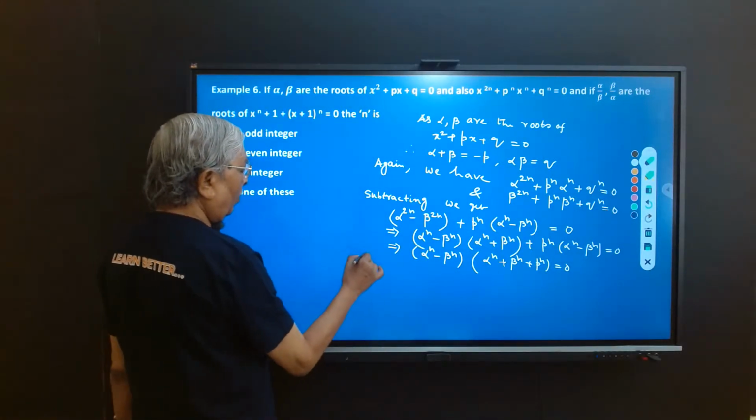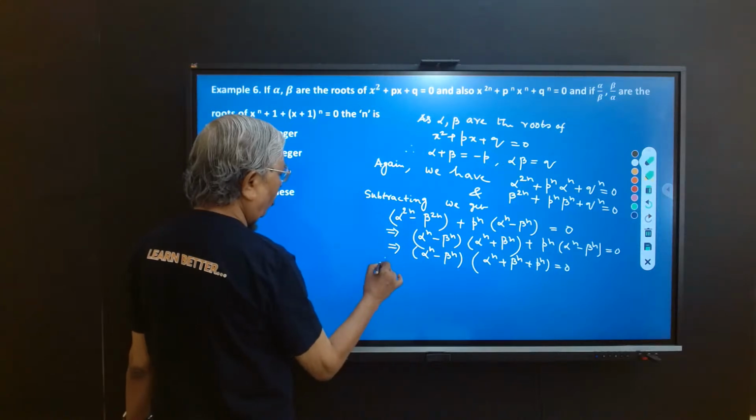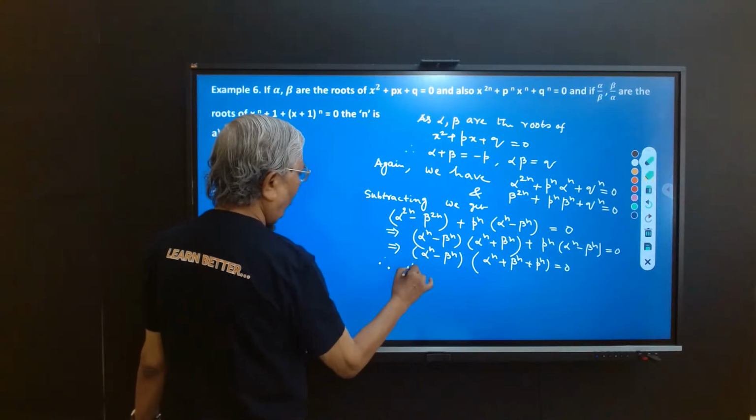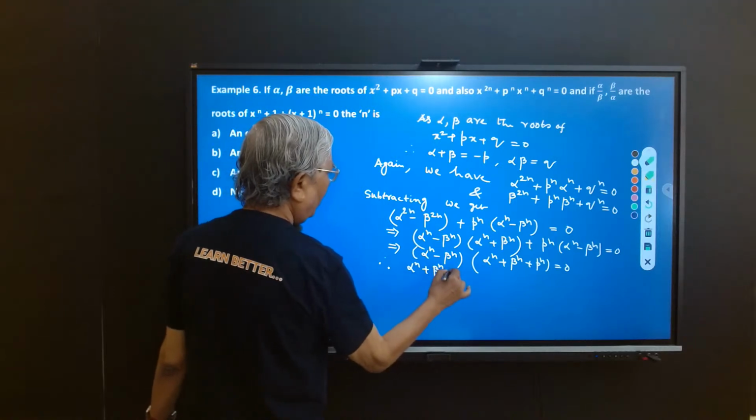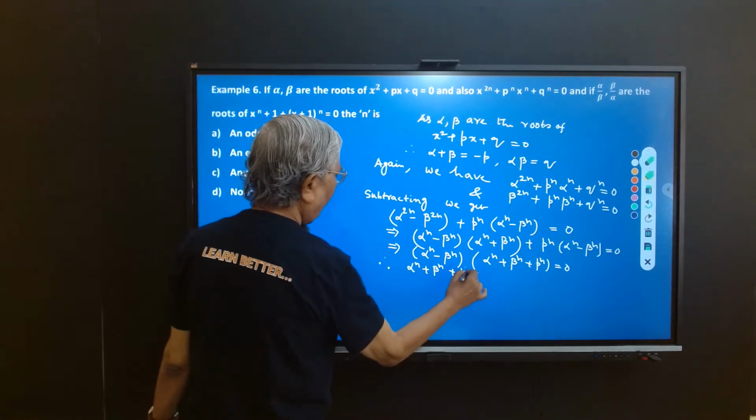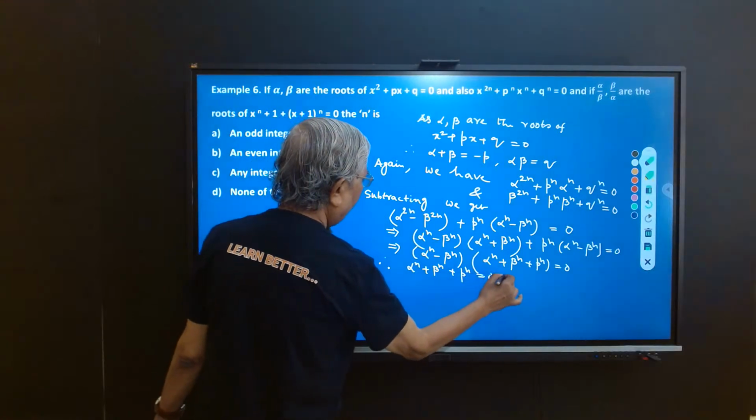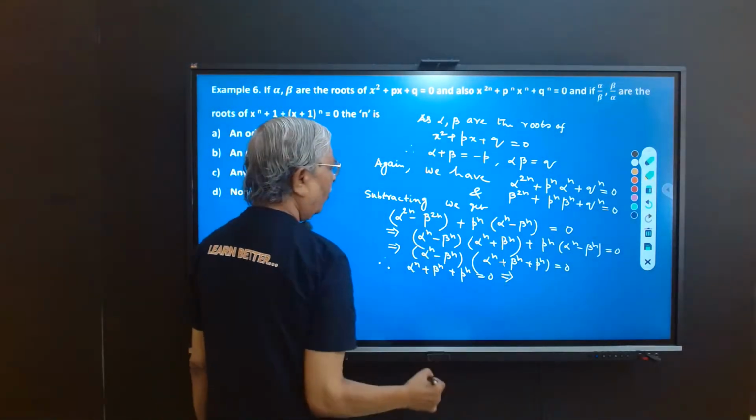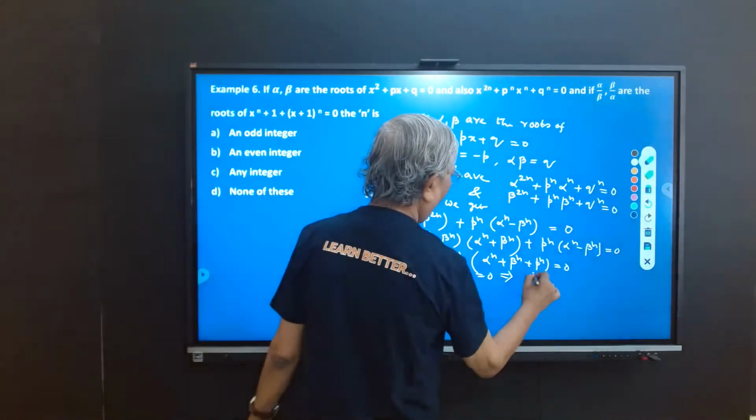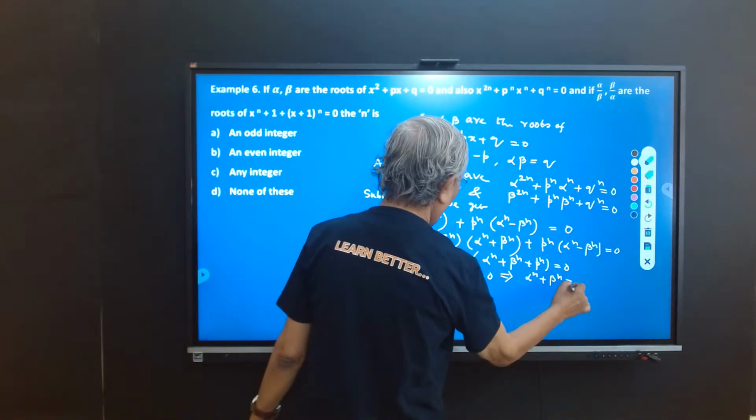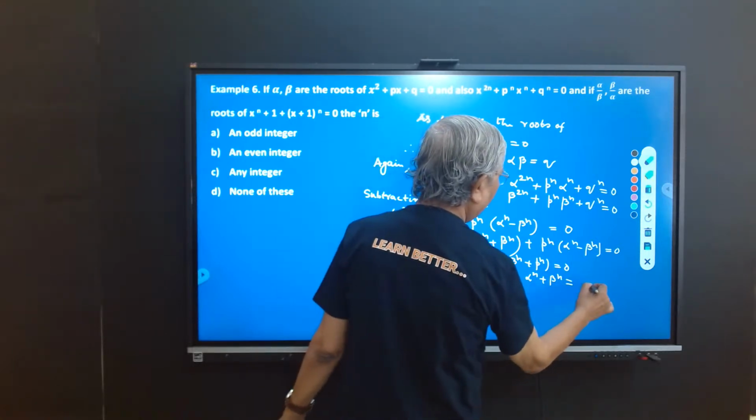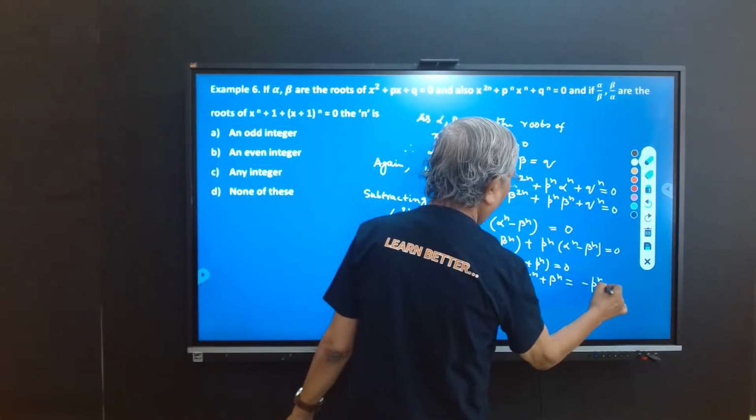So this will imply, therefore you can write alpha to the power n plus beta to the power n plus p to the power n equals 0. That is, alpha to the power n plus beta to the power n equals minus p to the power n.